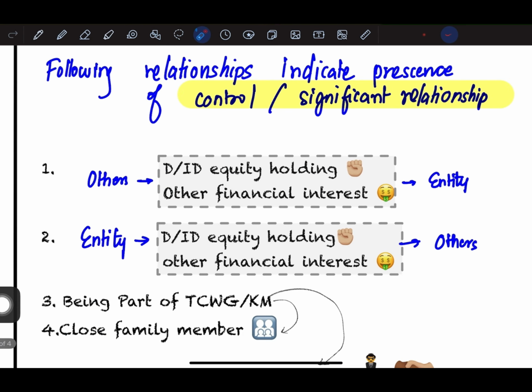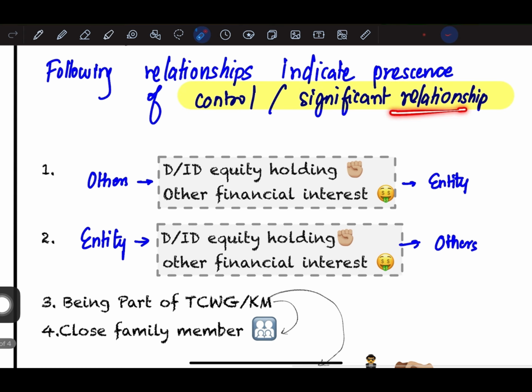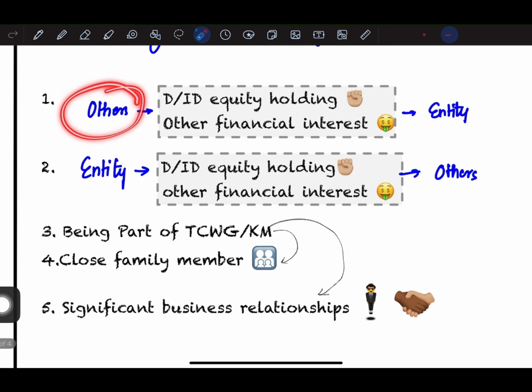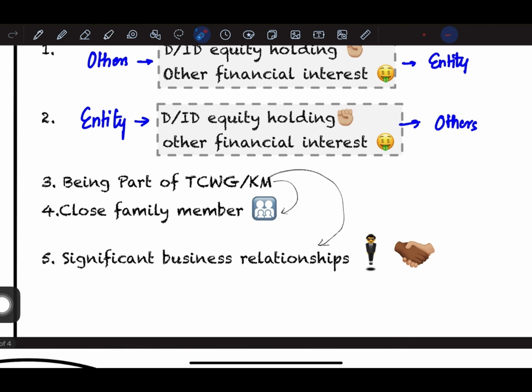Next, what are the relationships that indicate presence of control or significant influence? First, if others have a direct or indirect equity holding or other financial interests in the entity, then there is an indication of the presence of control or significant influence. If the entity has direct or indirect equity holding or other financial interest in others, then also there is a presence of control or significant influence. Now, if that other person is a part of TCWG or key management, then there is an indication that he has control or significant influence.